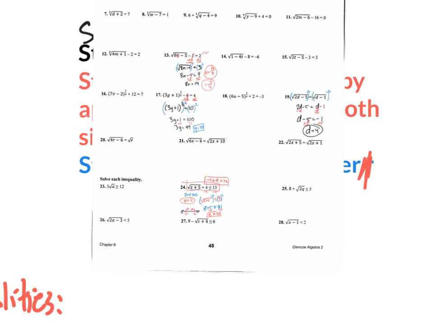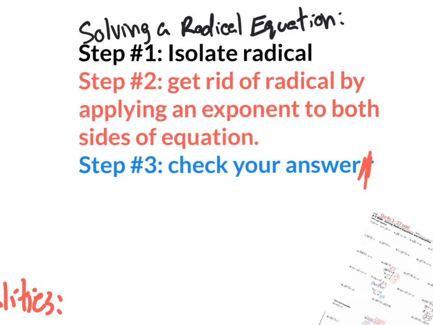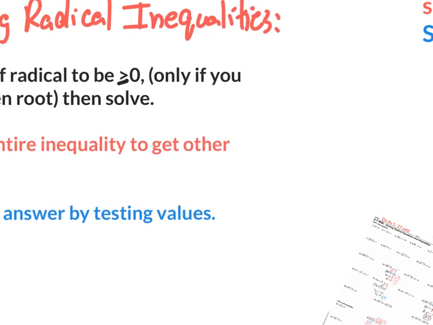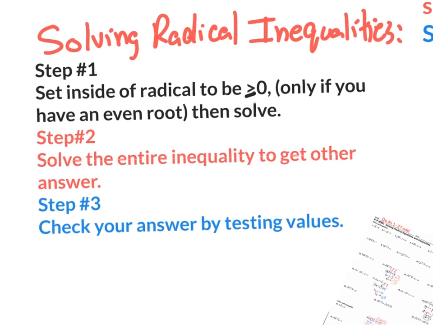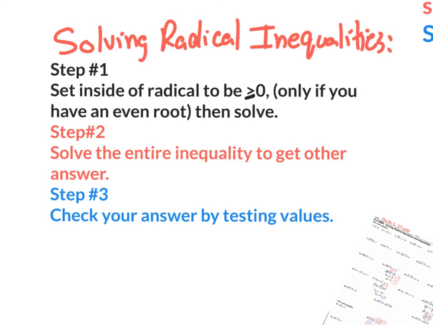Okay, so we know these steps to solving radical equations. Again, let me reiterate. Step 1, get that radical by itself. Step 2, get rid of the radical by applying a power. And then after that, check your answer. Inequalities, we're talking about an area of answers. So when we solve inequalities, it's really doing two problems in one.